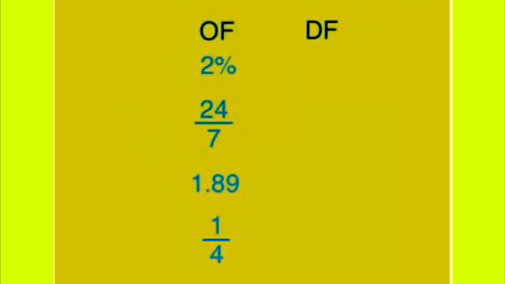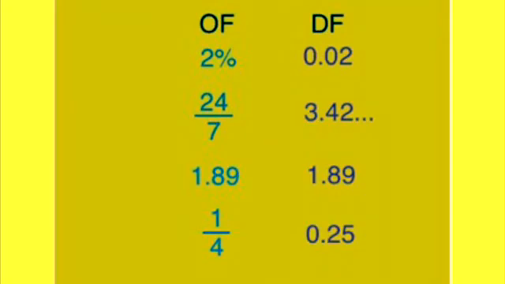Now this chart displays each of those 4 numbers in its original form. OF stands for original form. Next to each of those numbers, I have listed its decimal equivalent. DF stands for decimal form. 2% is equal to 0.02, 24/7 is equal to 3.42, 1.89 is equal to itself, 1.89, and 1/4 is equal to 0.25.